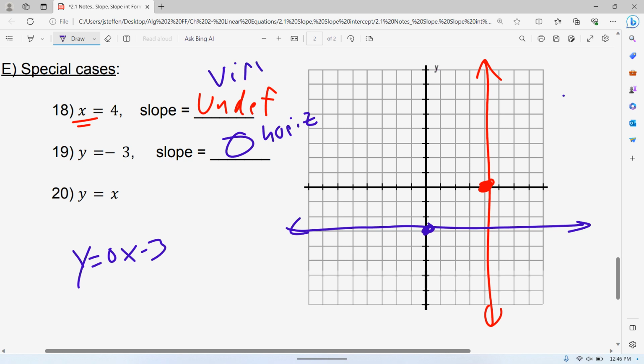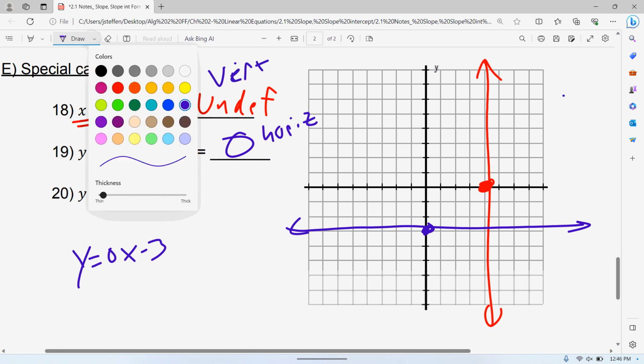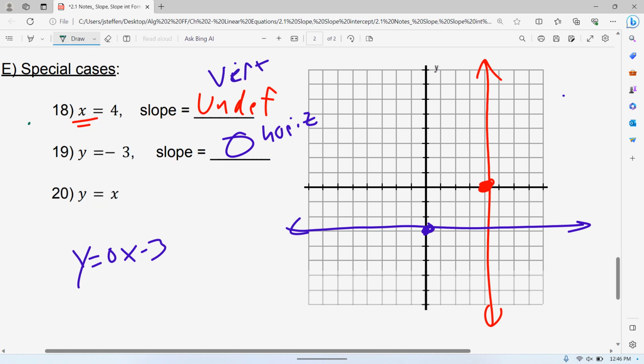And last one, y is equal to x. Again, this is just slope-intercept form. A lot of people think this is a really weird one. I put it in the special cases, but it's not really a special case. But a lot of people miss this. Y-intercept, zero. Your slope is 1x, which means it's 1 over 1. So you go up 1 over 1, up 1 over 1, down 1 over 1 to the left, and so on and so forth.